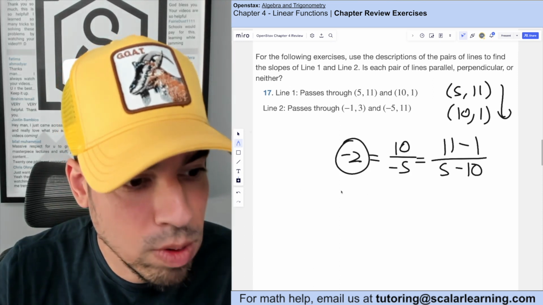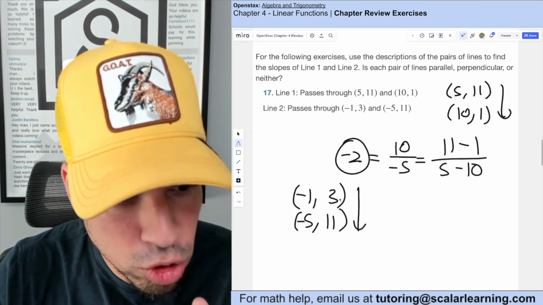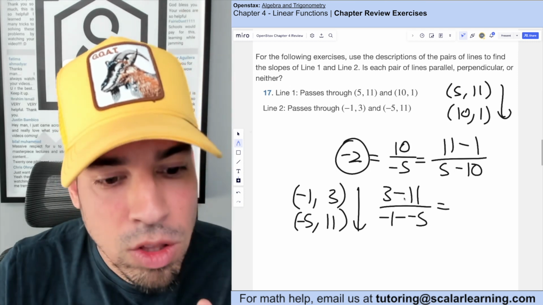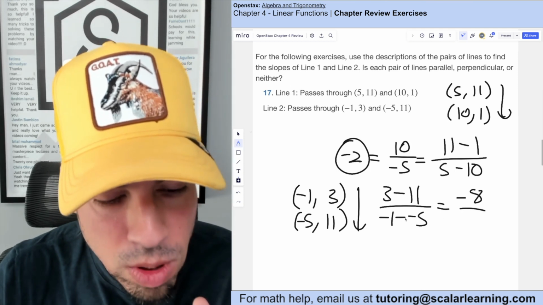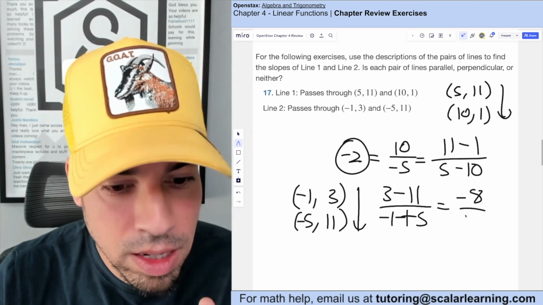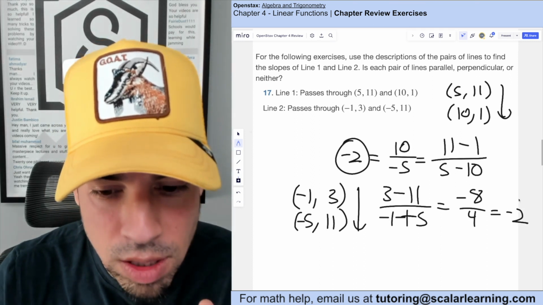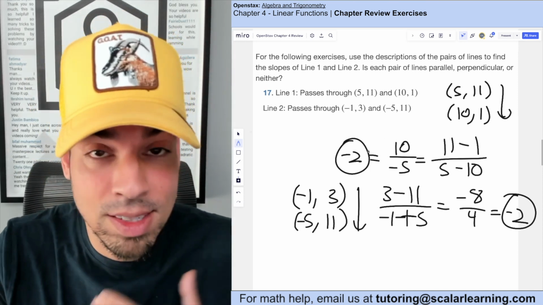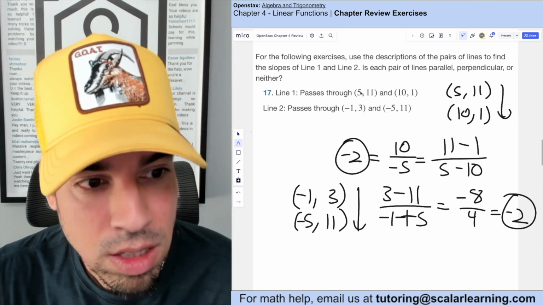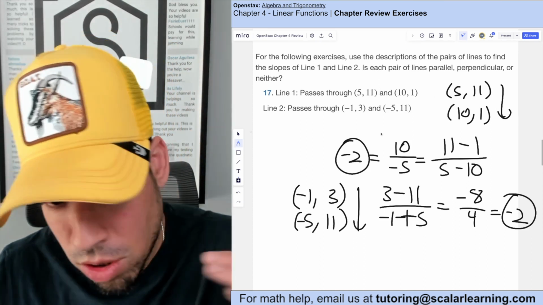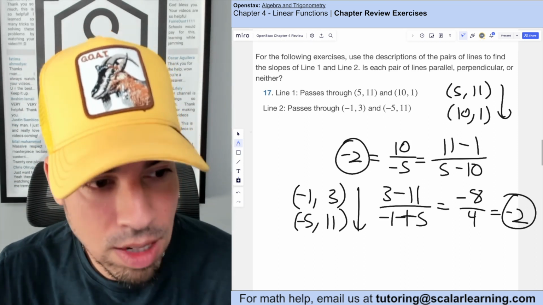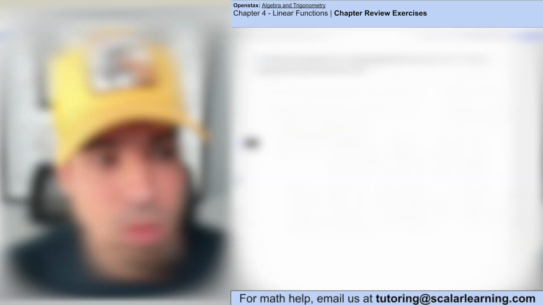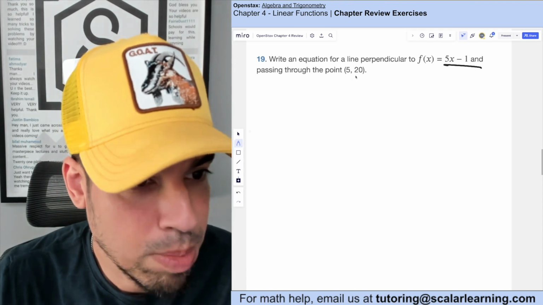And then for line 2, again, we're going to stack those coordinates. Likewise, we're going to subtract down. So we got 3 minus 11 on top, negative 1 minus negative 5 on the bottom. 3 minus 11 is negative 8. Negative 1 minus negative 5, that's like plus 5, is positive 4. This also equals negative 2. So these two lines actually have the same slope. And so we're going to assume that they're not the same lines. And we can actually see that because this has 5, 11, this is negative 5, 11, right? So they're not the same line, which means if they have the same slope, they must be parallel. Boom, done.